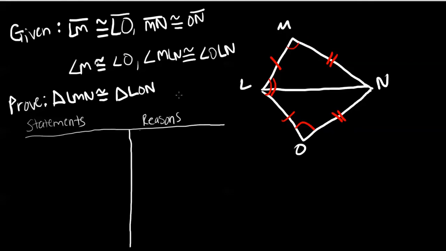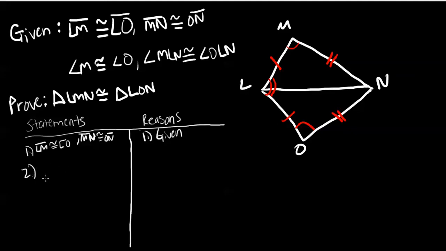Now we're going to look at an example of proving triangles congruent. Here we're given the information that line LM is congruent to line LO, line MN is congruent to line ON, angle M is congruent to angle O, and angle MLN is congruent to angle OLN. And here you can see all of that is indicated in the diagram to the right. And we're being asked to prove that triangle LMN is congruent to triangle LON.